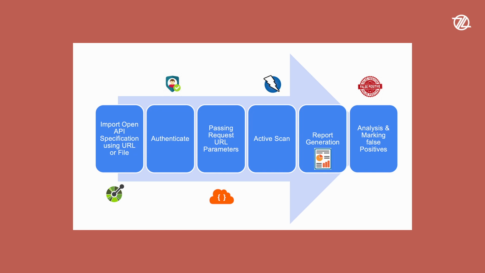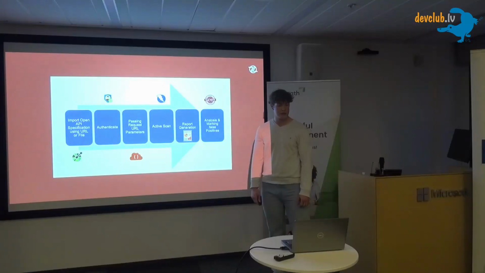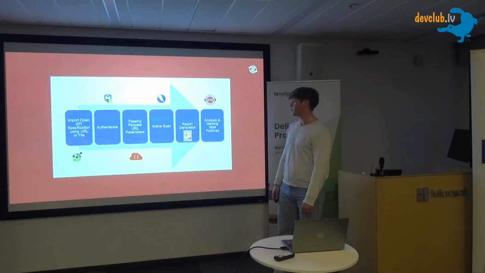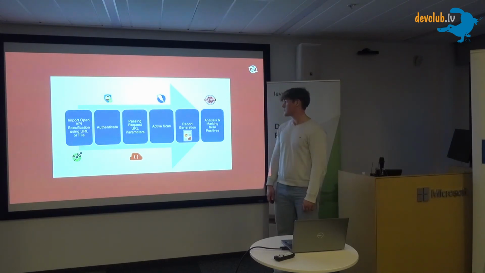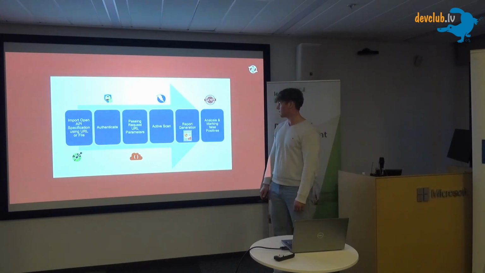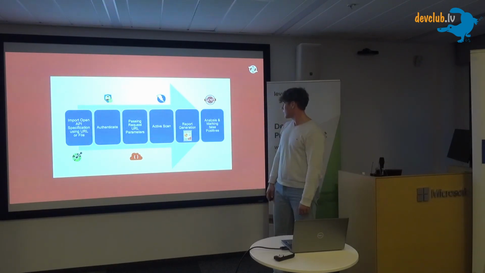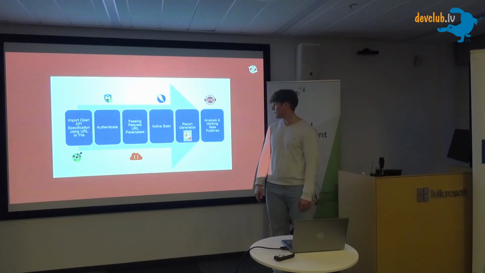And here's a big overview of the whole process of how a scan works. So first you specify your URLs and your API endpoints, you authenticate against them, you pass some request URL parameters, you do a scan, you generate a report, which includes all the vulnerabilities found during the scan, and then you can analyze the report.